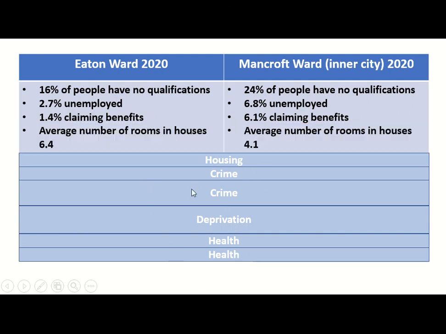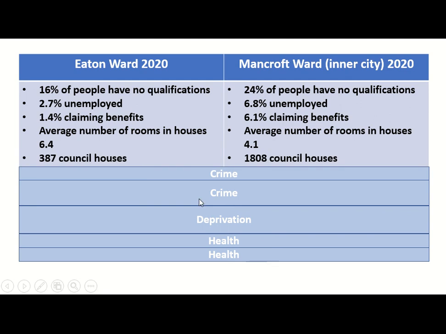Housing differences. Number of rooms in an Eton ward house, 6.4 versus 4.1. Smaller houses, more cramped conditions maybe. Amount of social housing, so council houses, 387 versus 1,808. Again, that makes a link to income and potential struggles with getting on the housing ladder, affordable housing.